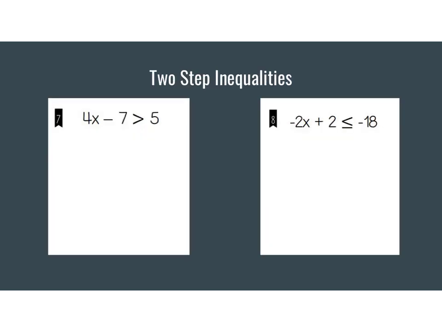Now, two-step inequalities, again, they work just like an equation. You just have to be mindful of that negative flip rule. So I'm going to add 7 to both sides. So 4x is greater than 12. Divide by 4, and x is greater than 3. I'm leaving the inequality symbol the same because I didn't divide by a negative number.